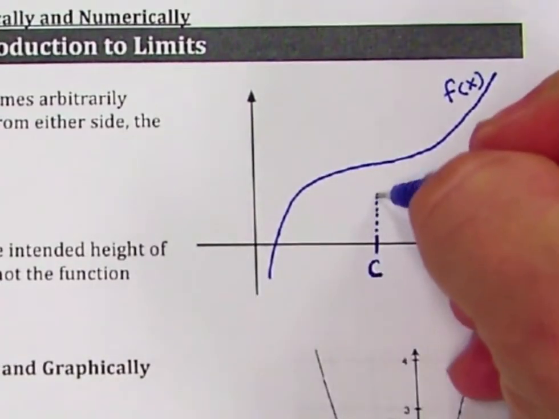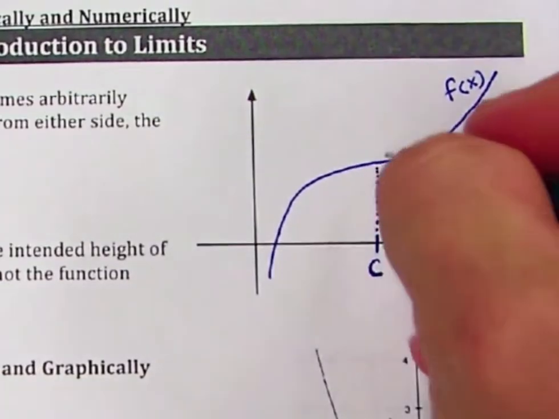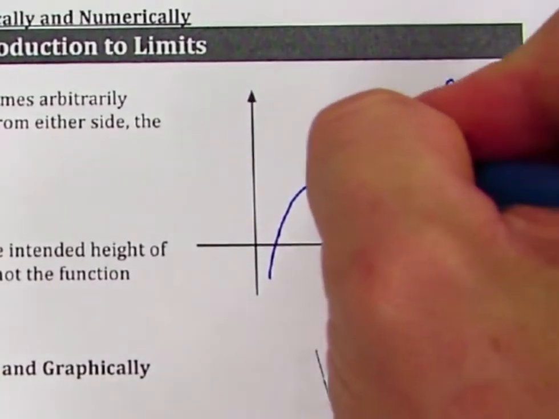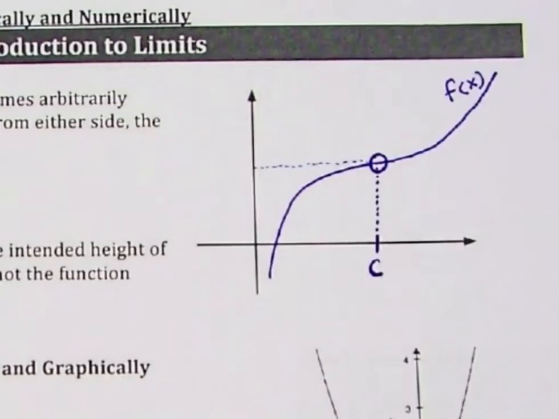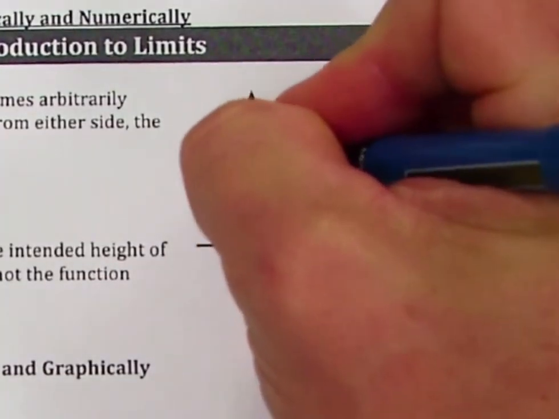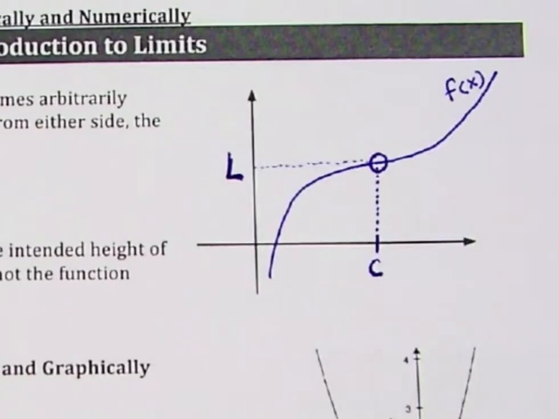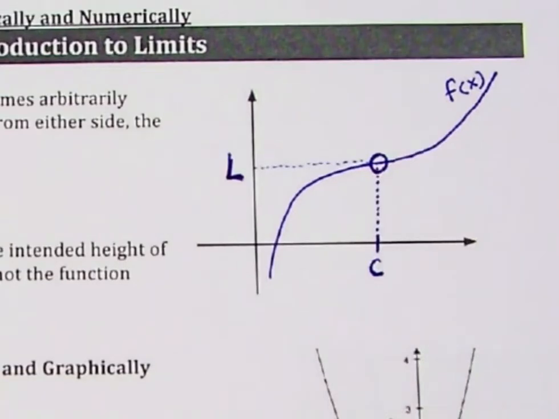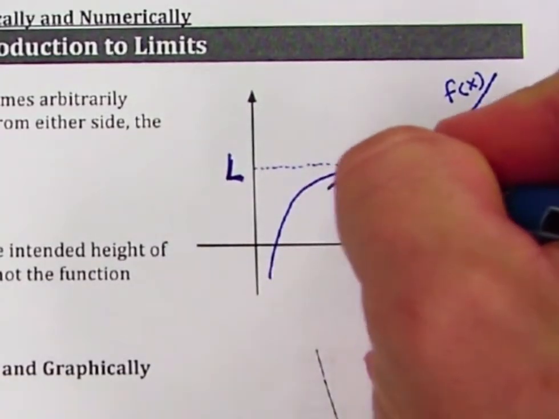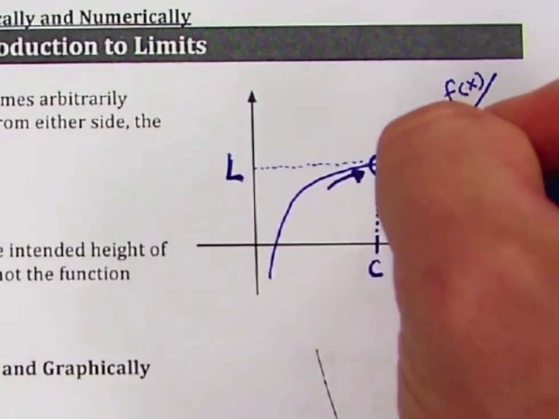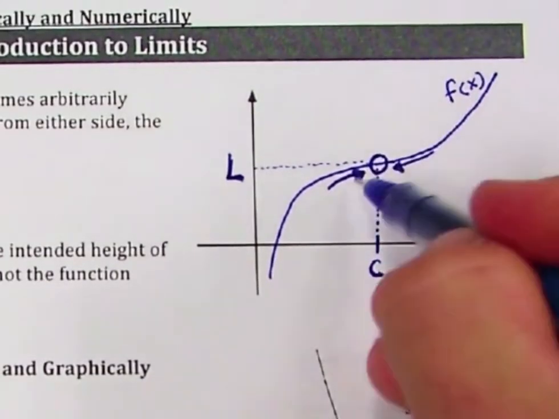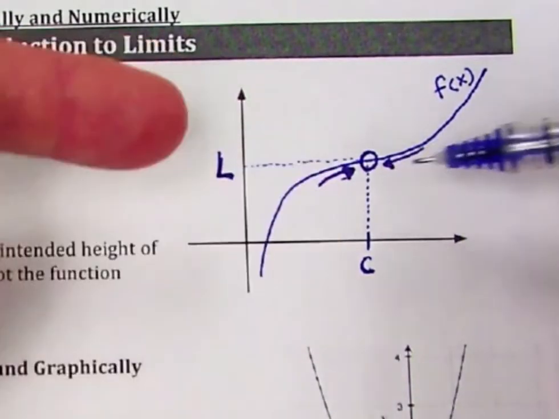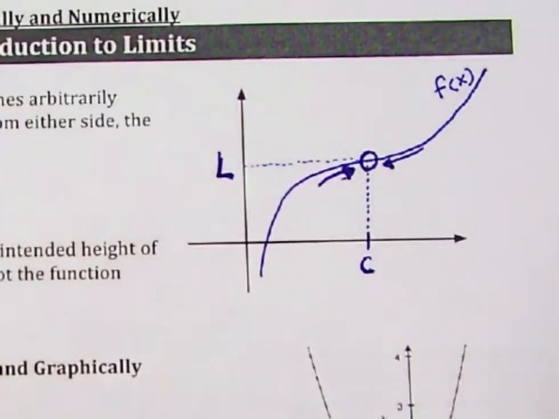Okay, so we just trace this up and we look at the height, or the intended height, of this function at that point. And if we map this over to our y-axis, we get a y value, and that we call L, which is the limit. So what's happening here is we don't care what this value actually is. Rather, we care what value we are getting close to as we approach this x value from both sides. As we get closer from the left and from the right, what value are we getting closer to? And that's our L value.